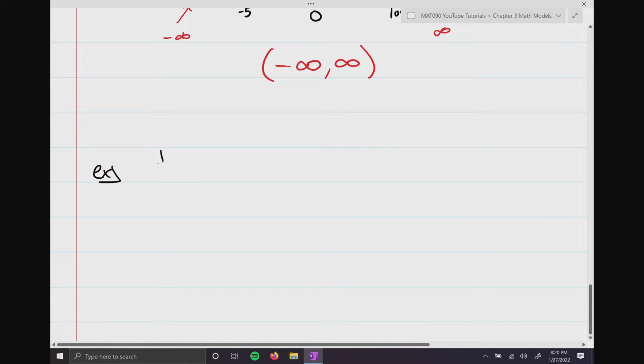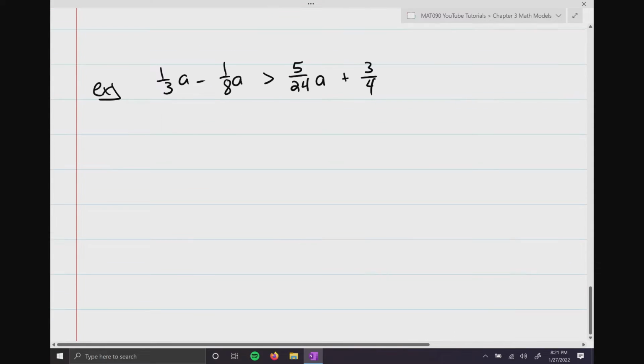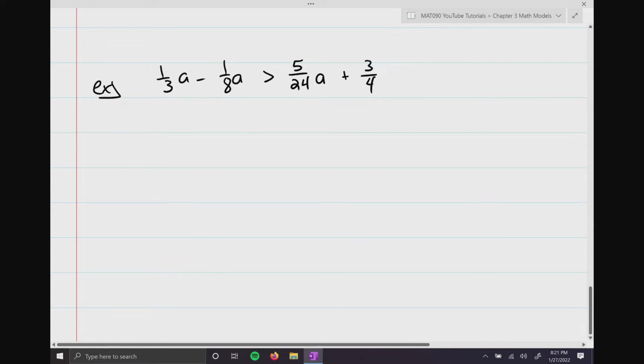We have 1/3 a minus 1/8 a, which is greater than 5/24 a plus 3/4. So we're going to do the same exact thing. We're going to solve, we're going to graph, and then we're going to write interval notation. All right? So, step one, if you see fractions, find the LCD so we can eliminate all denominators. So I definitely have fractions, and this will be a nice review for all of us.